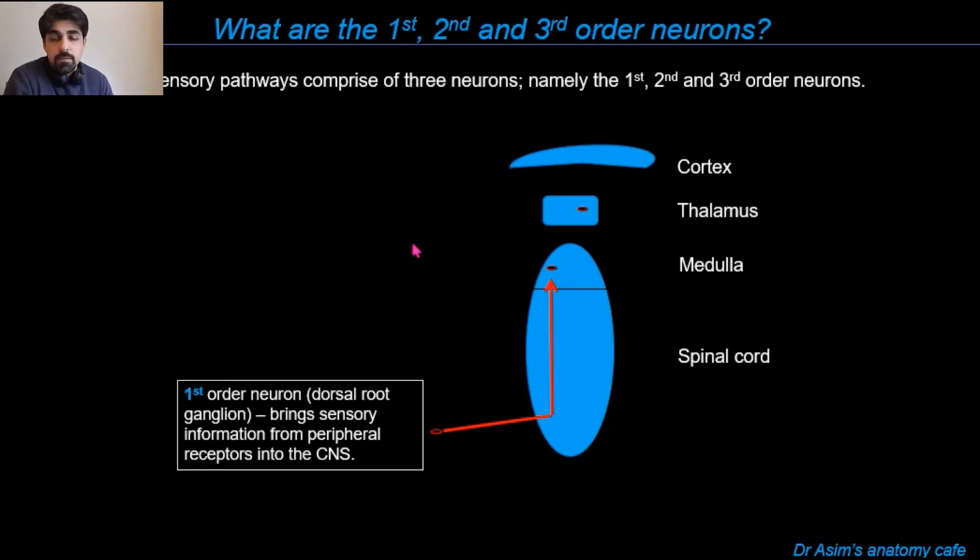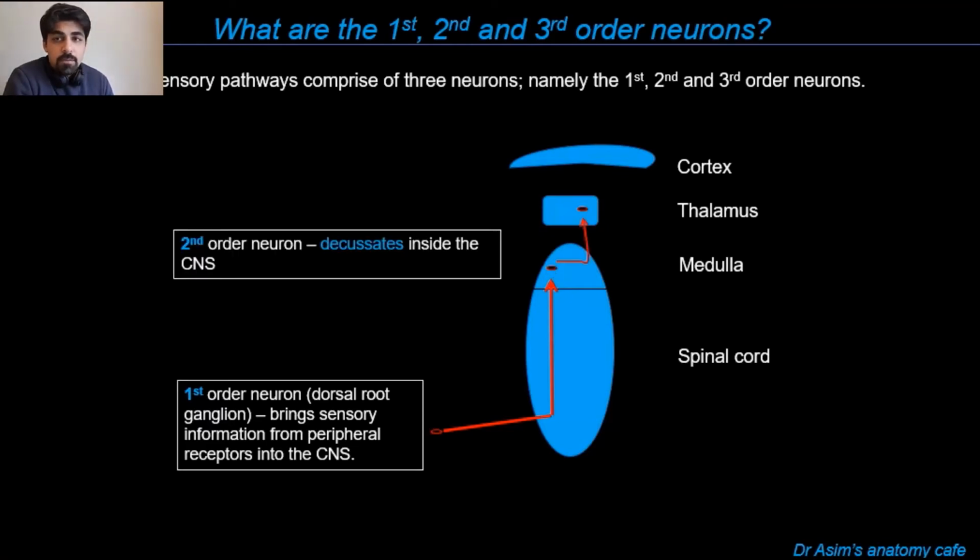Now, the first order neurons, where are they situated? Well, the first order neurons have their cell bodies situated within the dorsal root ganglion. That means the first order neurons and their cell bodies are going to be inside the peripheral nervous system, not inside the central nervous system. However, their axons are then going to enter into the central nervous system, where they bring in the sensory information from the peripheral receptor into the CNS, and they synapse with the cell body of the second order neuron.